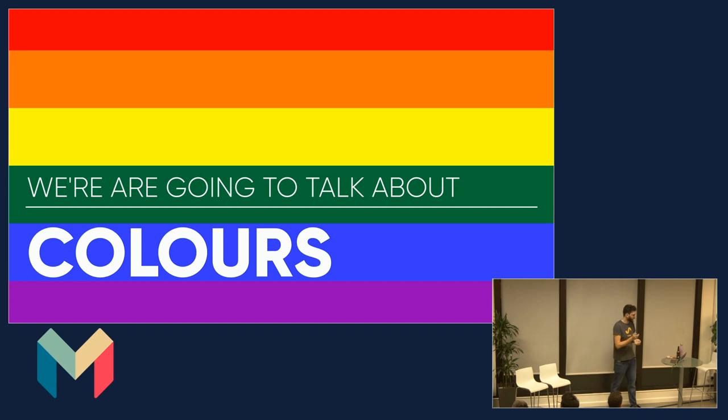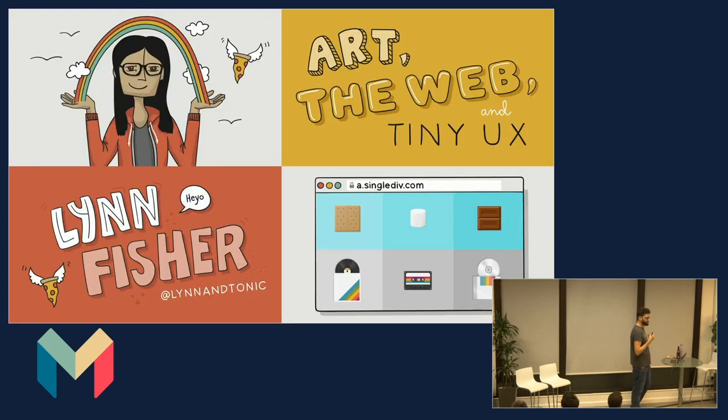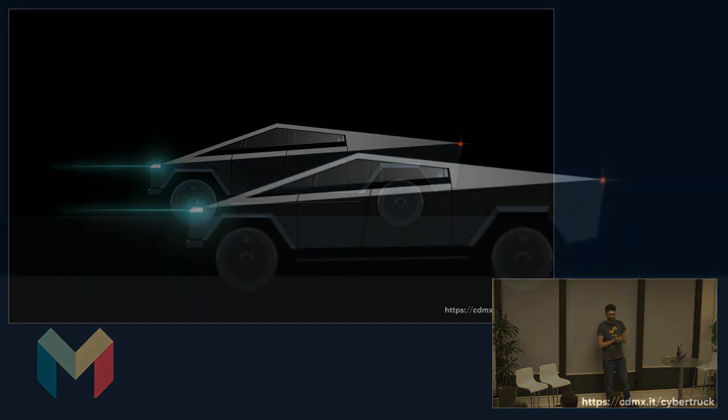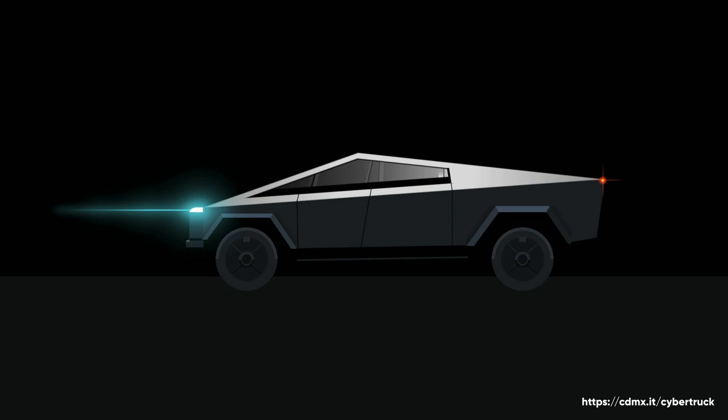That's quite a twist. So a while back, I was looking online, trying to find inspiration for a pet project, and I came across this presentation from Lynn Fisher. If you don't know her, she's an amazing front-end developer, and she's quite well known for a single div. You might have seen this lately on Twitter. This is one div that has been styled. There is a link down there, but you can find it on Twitter everywhere. This is the Cybertruck that Tesla is building. She took a div and styled it to look like it.